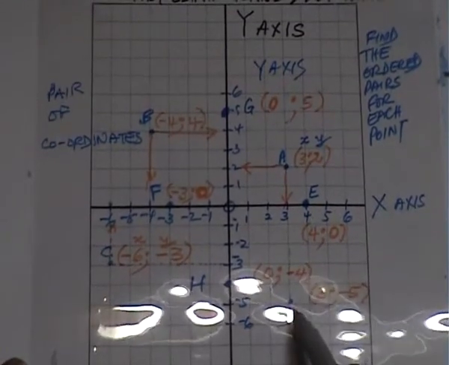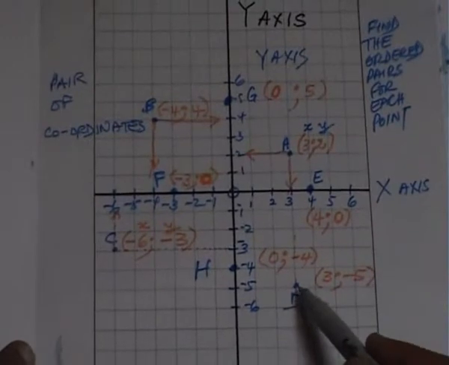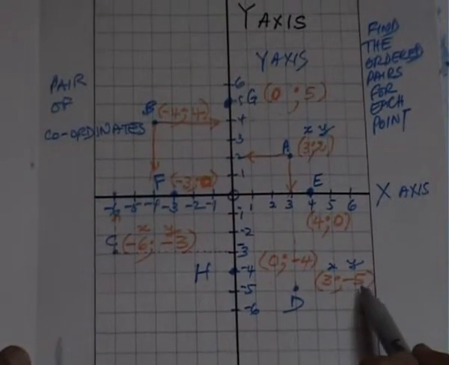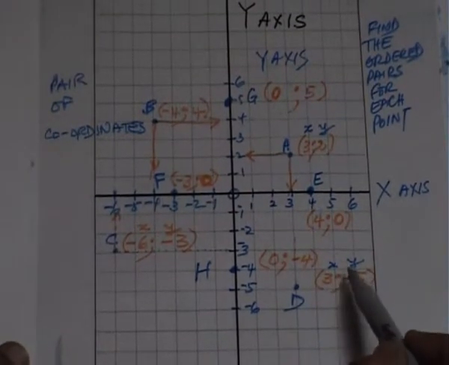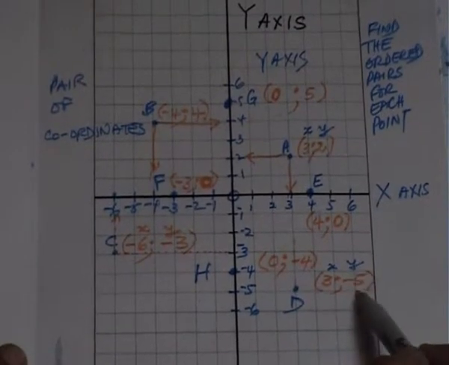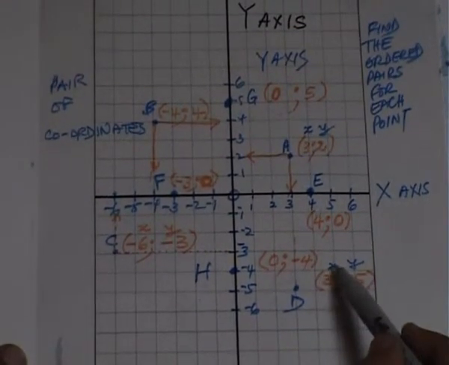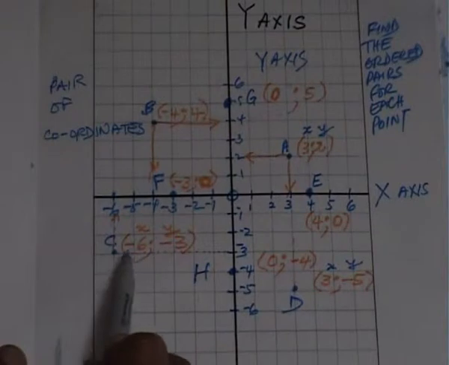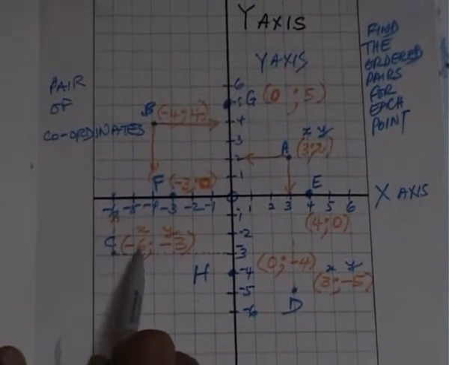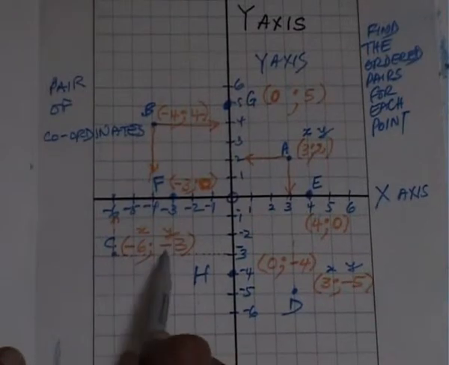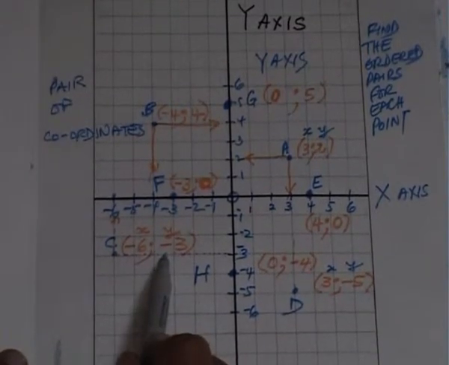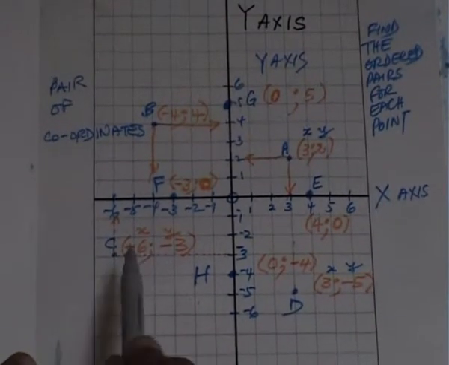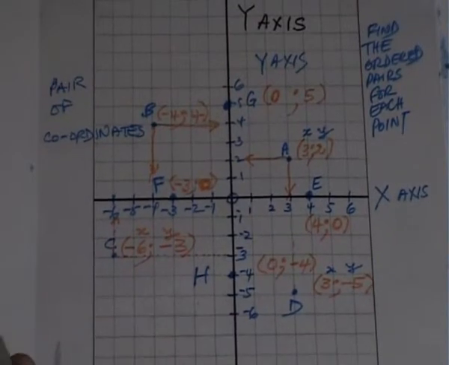So if I was looking at D and I asked you, what is the y value? Well, you know this is x and this is y. So the y value is minus 5. Or if I ask you, what is the y coordinate? You know it is minus 5. What is the x coordinate? The x coordinate is 3. If I was looking at C, I asked you, what is the x coordinate? You'll tell me it's minus 6. What is the y coordinate? It is minus 3. Alright? So this is a very, very important section, and you must be able to find the ordered pairs.